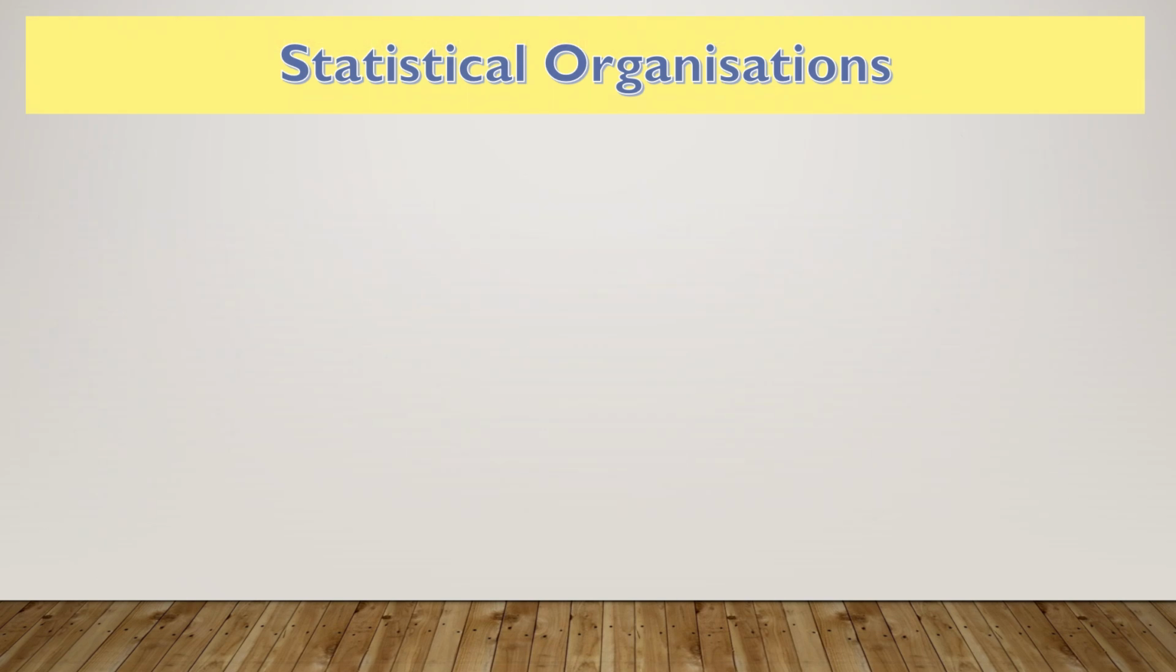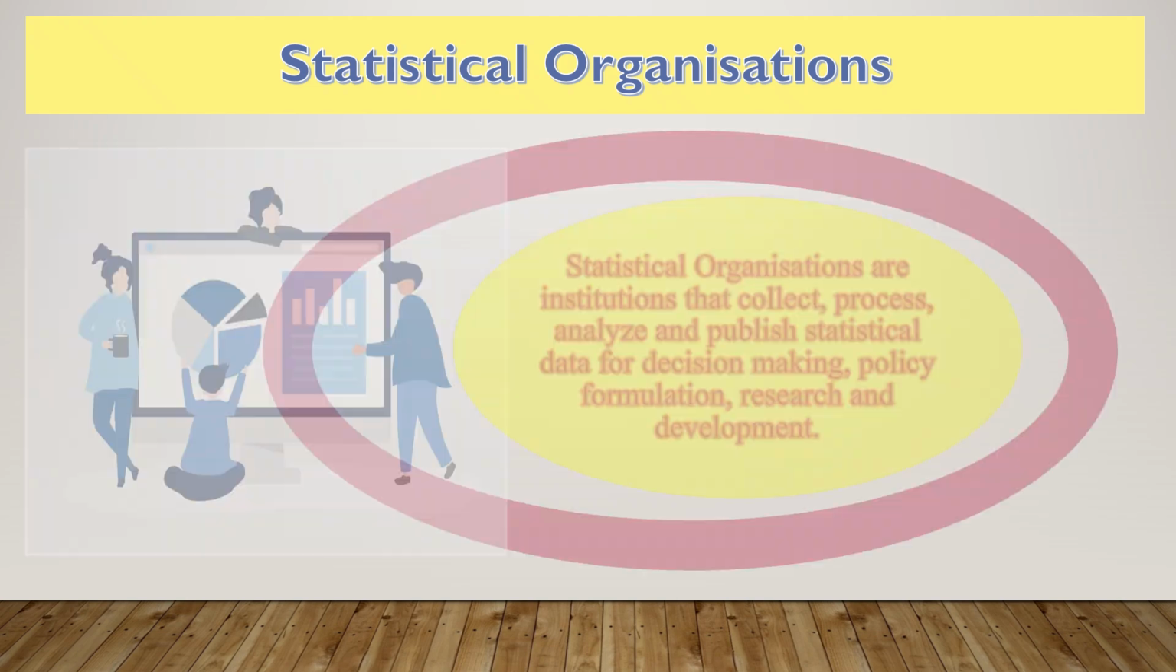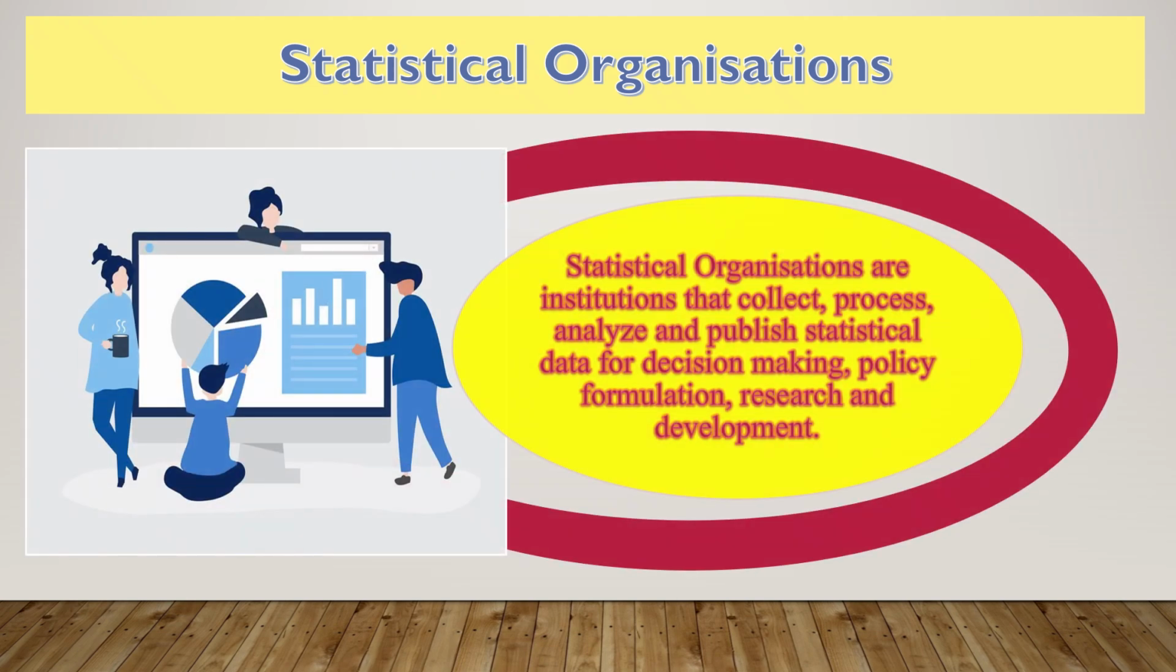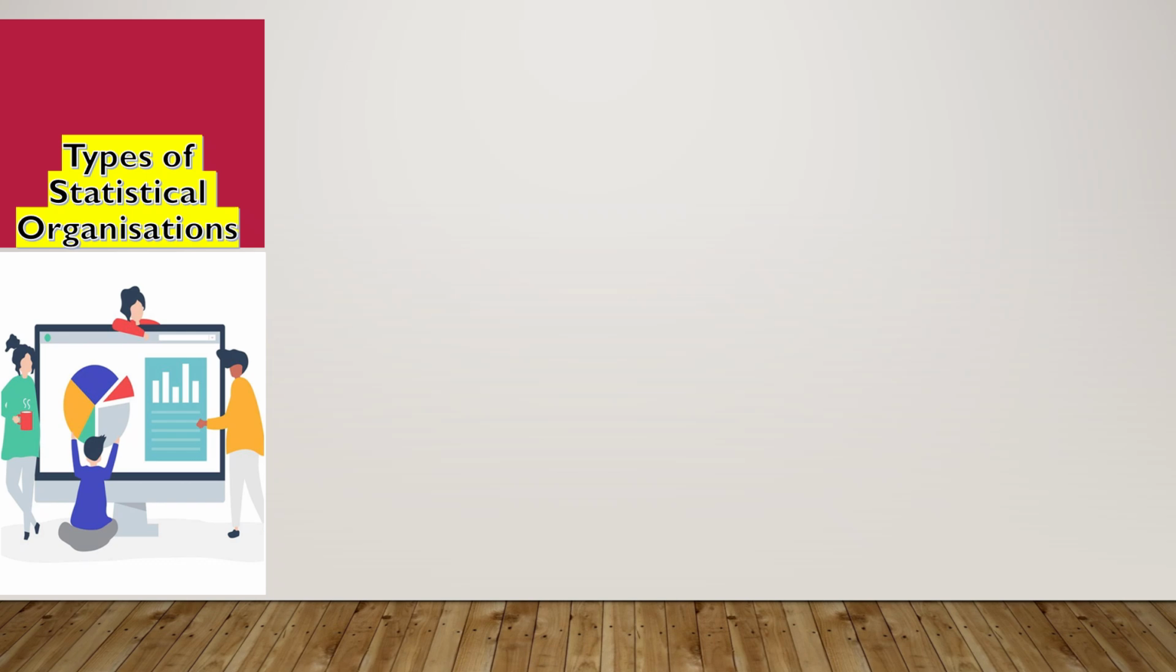Now that we have seen how statistics is applied across various fields, let's explore the organizations that collect, process, analyze, and publish statistical data for decision making, policy formulation, research, and development. Now let's understand the different types of statistical organizations based on their scope and functions.